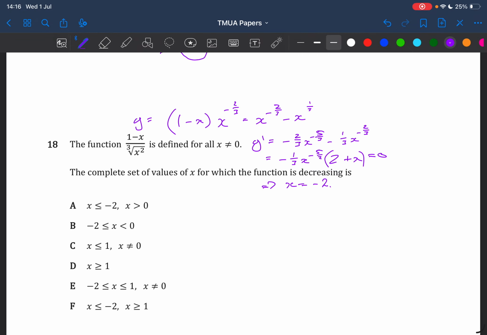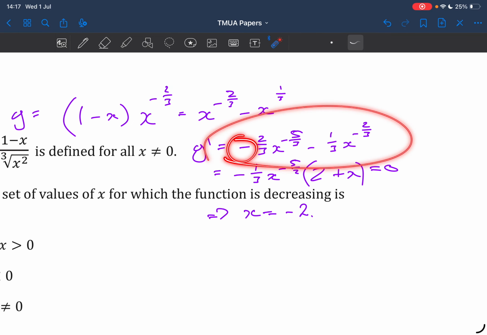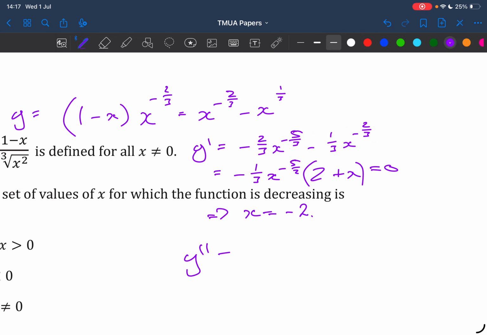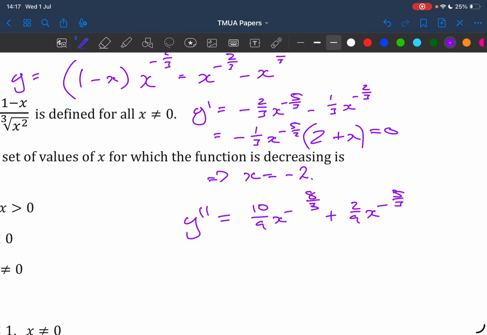What's the easiest way to do that? I'm trying to think whether we can do some sneakiness here and be like, well, this is all negatives, but so are the powers. So if we do the second derivative, what do we get? We're going to get 10 on 9 x to the minus 8 on 3, sorry, and then positive 2 over 9 x to the minus 5 on 3. And now if we plug in minus 2, what are we going to get?